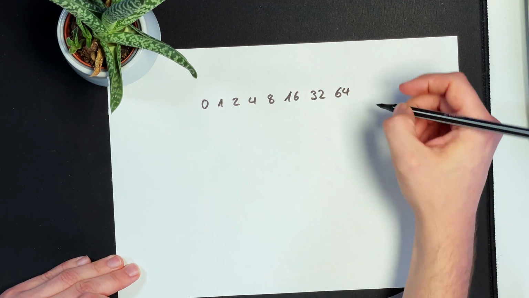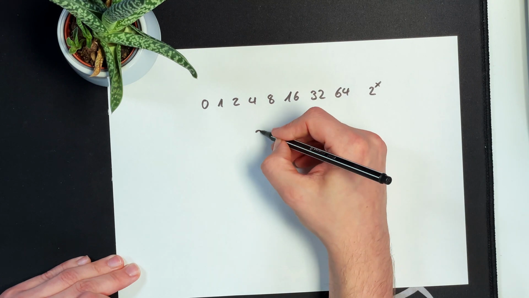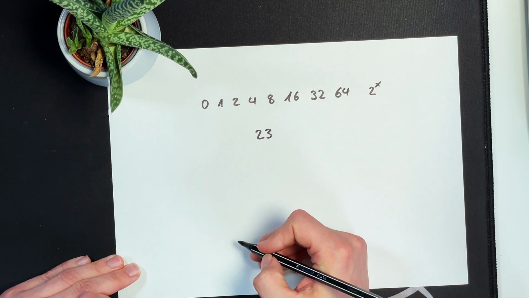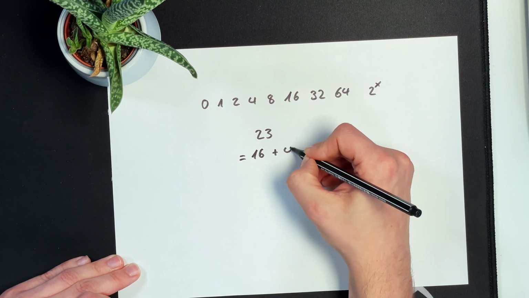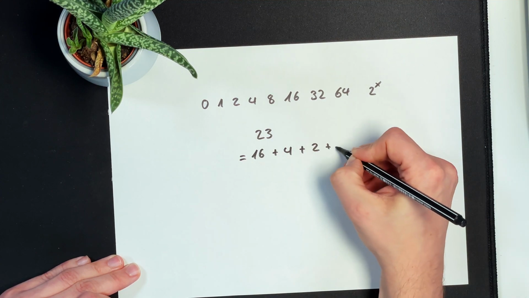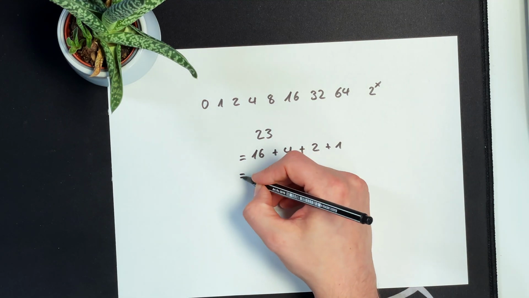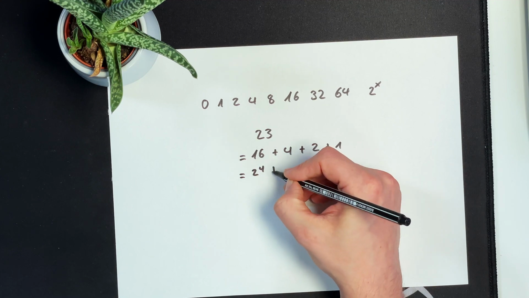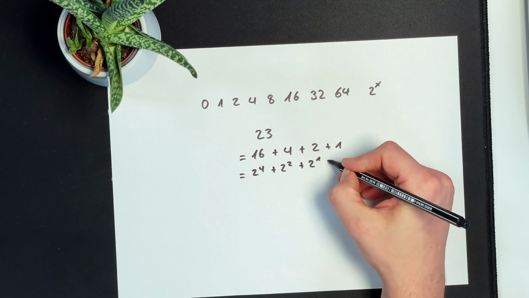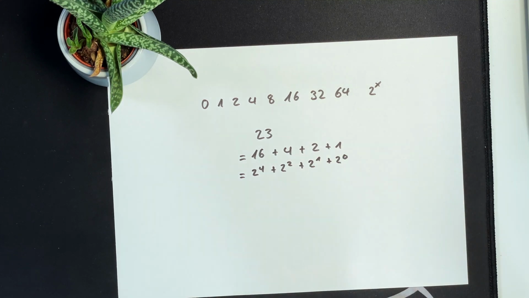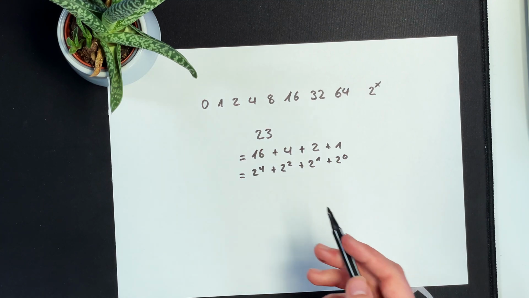Because all of those are 2 to the power of x. If we take, for example, 23, we can see that 23 is composed of 16 plus 4 plus 2 plus 1. And as those numbers are all powers of 2, we can write it down as 2 to the power of 4 plus 2 to the power of 2 plus 2 to the power of 1 plus 2 to the power of 0. And our digits represent how often we are going to multiply the power of 2.